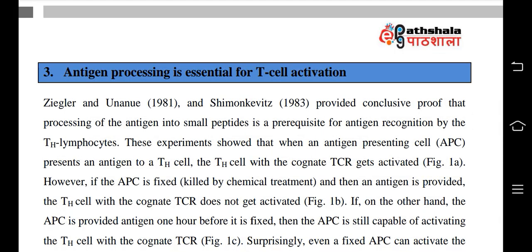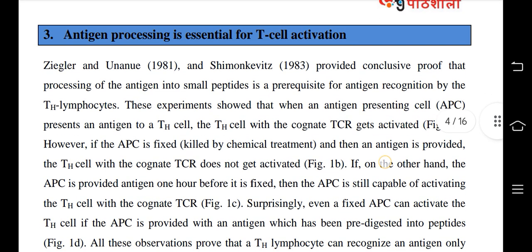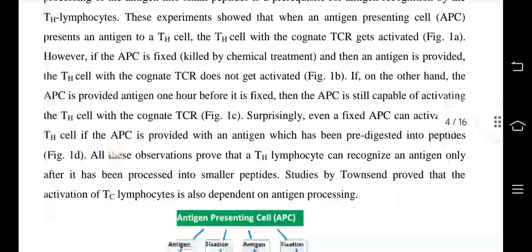Ziegler and Unanue in 1981 and Shimonkevitz in 1983 provided conclusive proof that processing of the antigen into small peptides is a prerequisite for antigen recognition by the Th lymphocytes. These experiments showed that when an antigen presenting cell or APC presents an antigen to a Th cell, the Th cell with the cognate TCR gets activated. However, if the APC is fixed, killed by chemical treatment, and then an antigen is provided, the Th cell with the cognate TCR does not get activated.